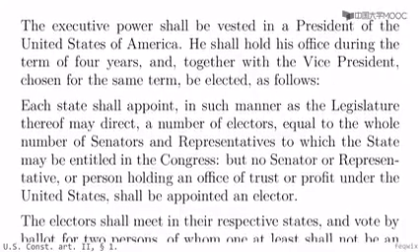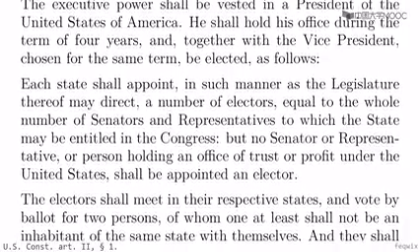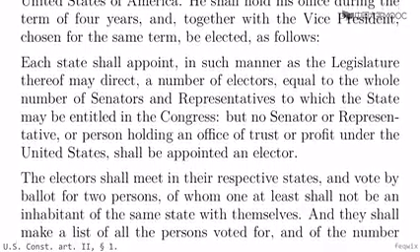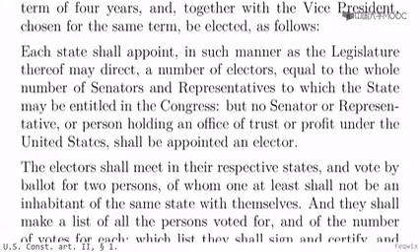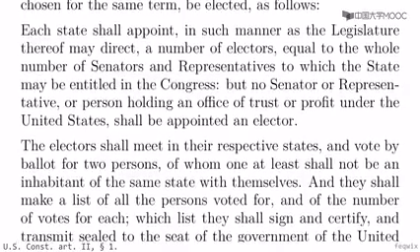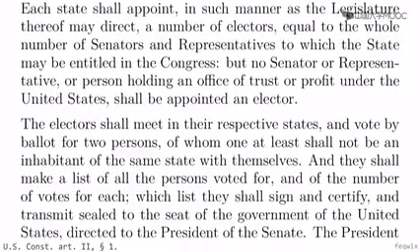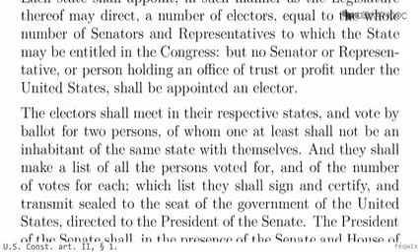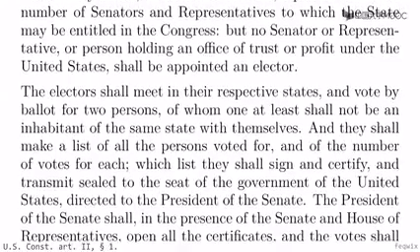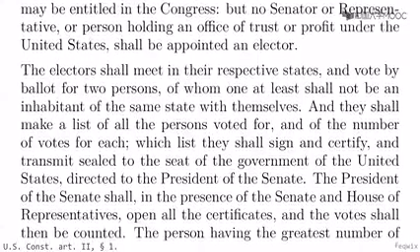Each state shall appoint, in such manner as the legislature thereof may direct, a number of electors, equal to the whole number of senators and representatives to which the state may be entitled in the Congress. But no senator or representative, or person holding an office of trust or profit under the United States, shall be appointed an elector. The electors shall meet in their respective states, and vote by ballot for 2 persons, of whom one at least shall not be an inhabitant of the same state with themselves.